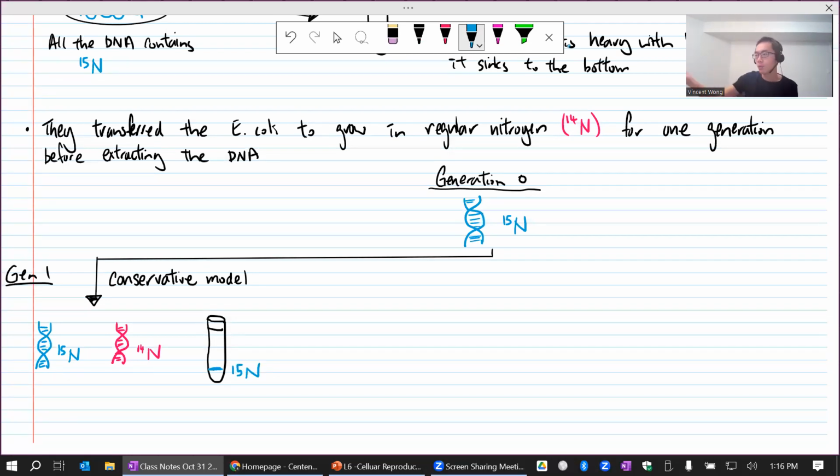What about the 14? Where are you going to see the 14? At the same place, at the top, in the middle? What do you think? Well, 14 is definitely lighter than 15, right? So you're correct, Sarah. It's going to be at the top right here.